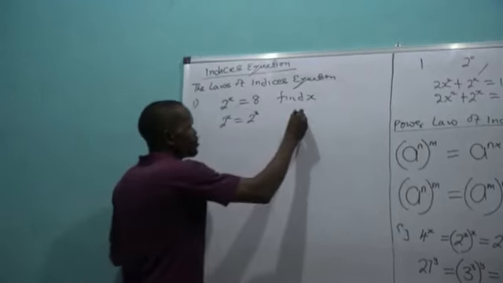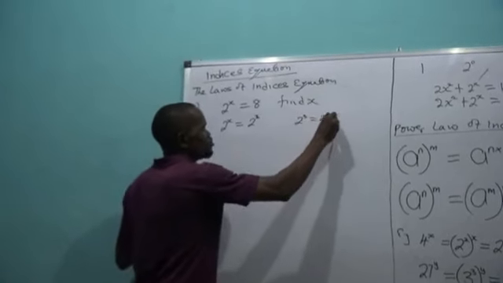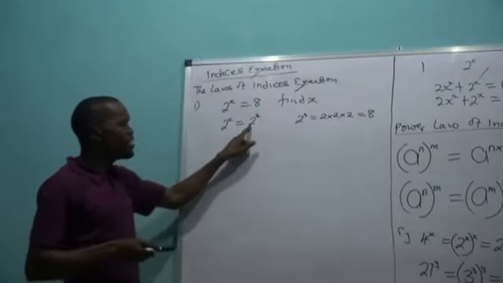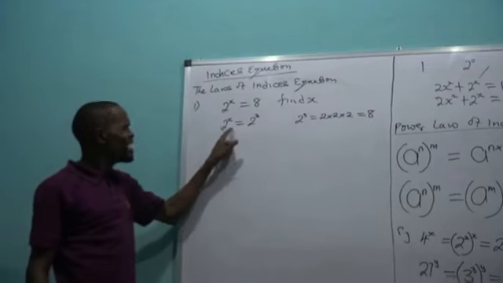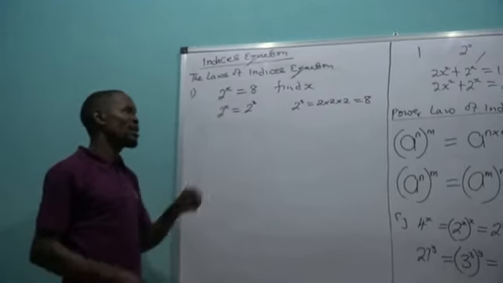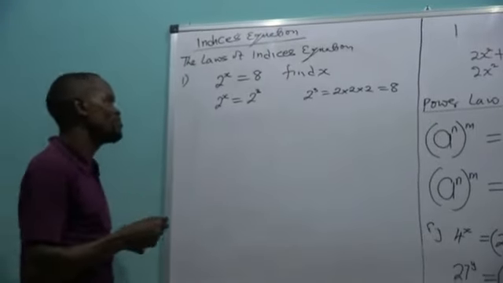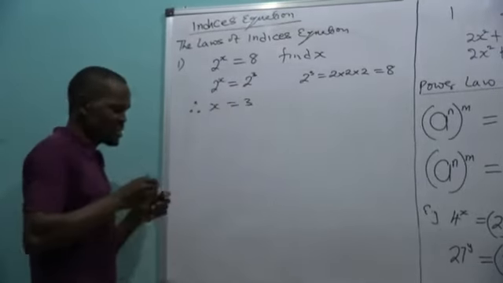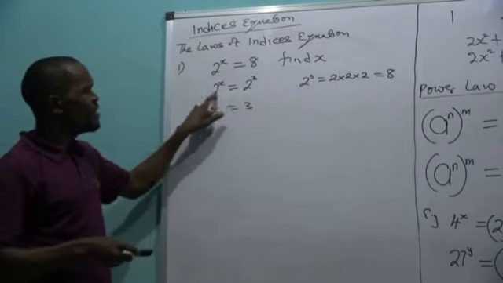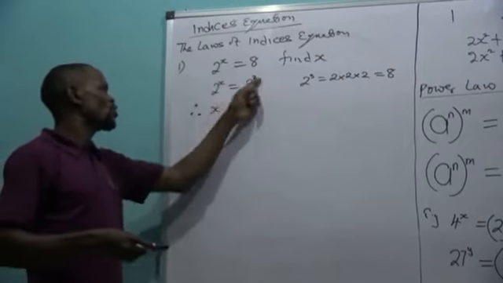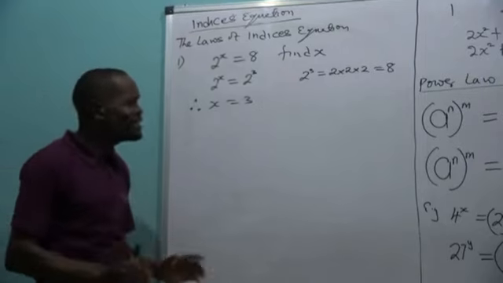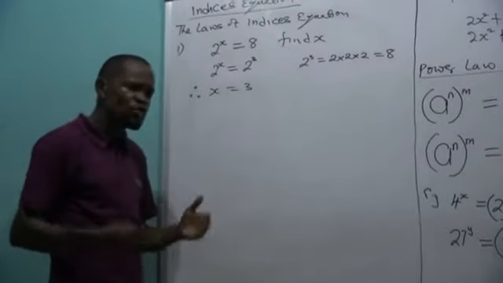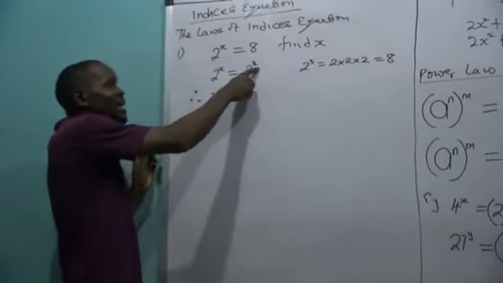2 raised to the power 3 simply means 2 times 2 times 2, and that gives me 8. By so doing, I have raised this to base 2, and I have made both sides have the same base, base 2. If we can make them have the same base, automatically their powers are equal. So in this equation, the first law of indices equation says if we can make both sides of the equation have the same base, automatically their powers are equal.